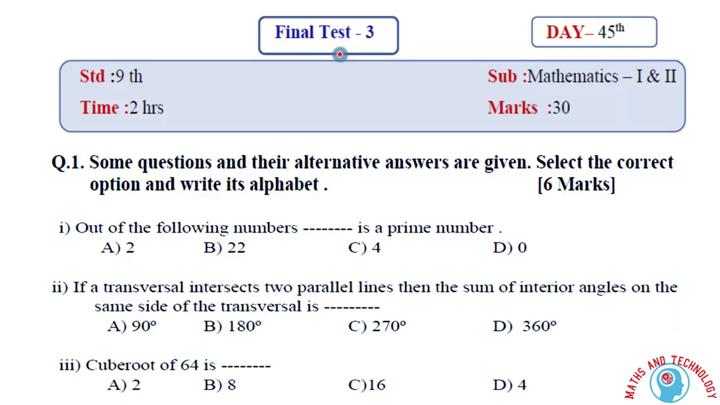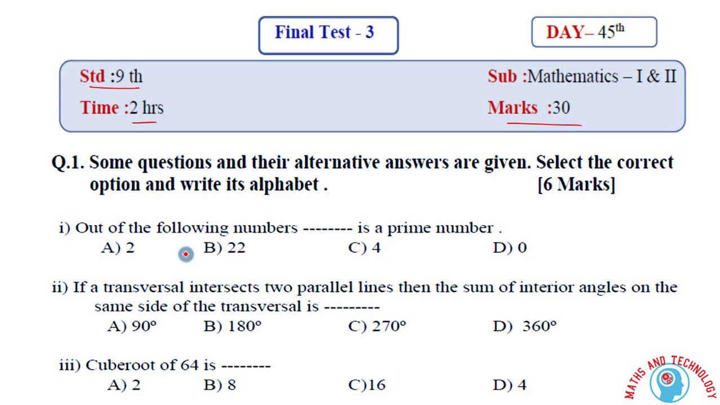Test third, final test. Standard 9th, time 2 hours, subject mathematics, total marks 30. Question first. Some questions and their alternative answers are given. Select the correct options and write its alphabet. 6 marks. First sub question. Out of the following numbers, dash dash is a prime number.